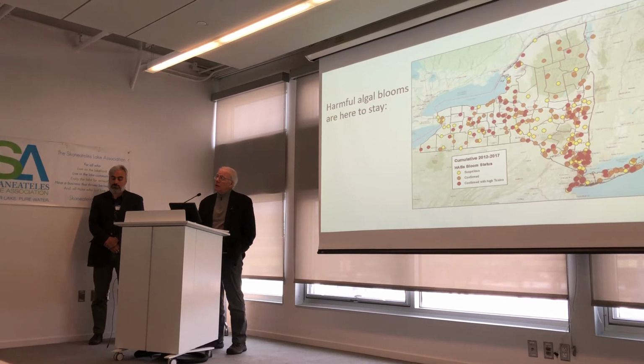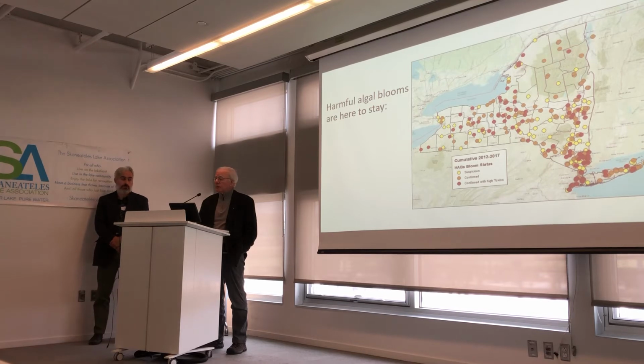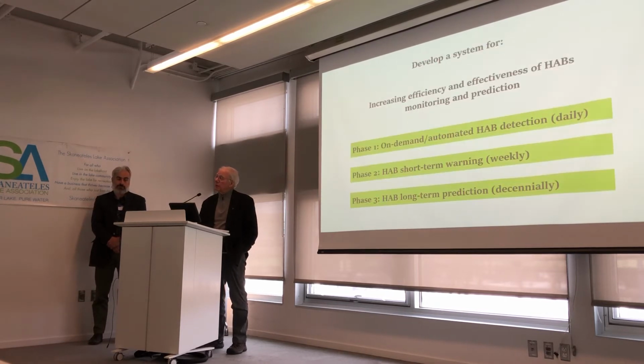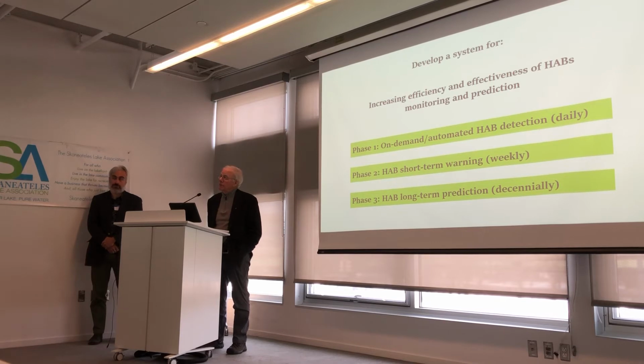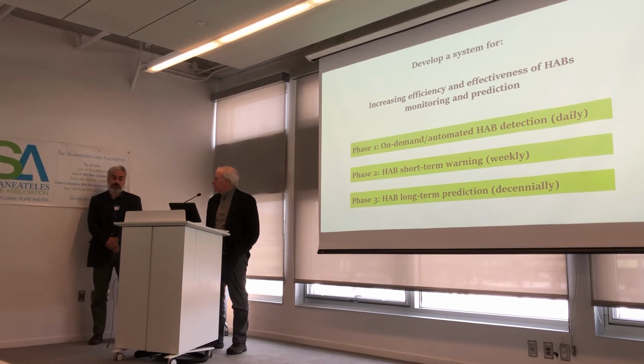And basically, harmful algal blooms are here to stay. In fact, they're going to get more intense. New York State classically has 100 to 125 lakes for which harmful algal blooms are detected, and it's becoming an increasing problem. With that, my colleague Giorgos Mountrakis is working on developing a system that will help us in detection, monitoring, and long-term prediction. Giorgos?